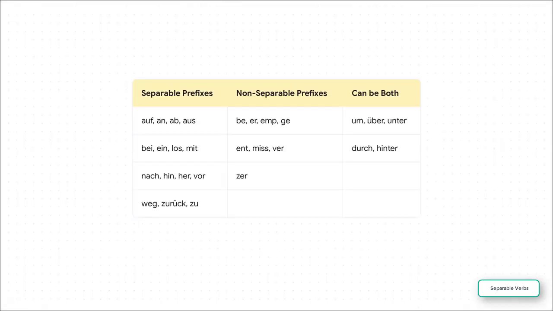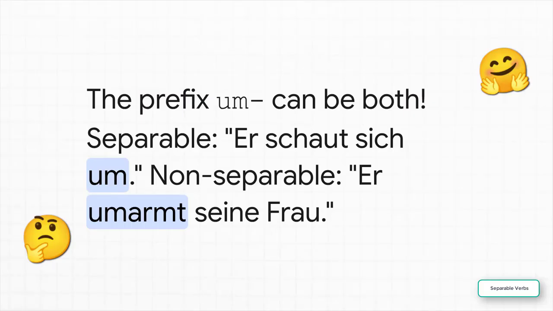Your second clue is to just get familiar with these lists. Don't worry, you don't have to memorize them overnight. It'll become second nature. On the left, we've got our separable crew: auf, an, ab, aus. You'll see these guys all the time. In the middle are the non-separable ones, the ones that stick like glue: be, er, ver. And then, over on the right, you've got a few tricky ones that can be both. Let's talk about them.